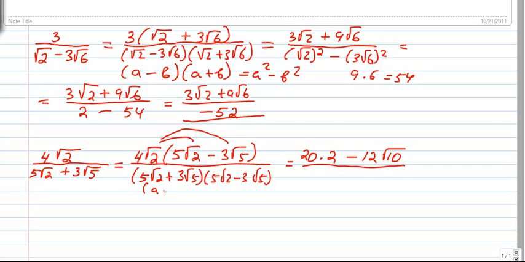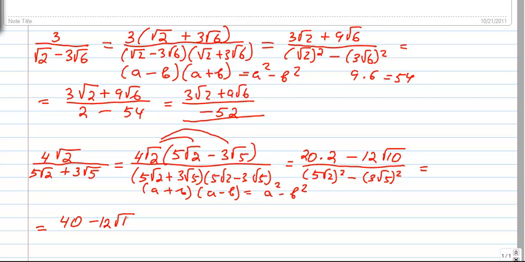Again, this is our a plus b, a minus b, and we need to use that formula. So we take our a, which is 5 radical 2, we will square it, minus, and then we'll write our b and square this. Let's continue. We will get 40 here after multiplying 20 by 2, minus 12 radical 10.